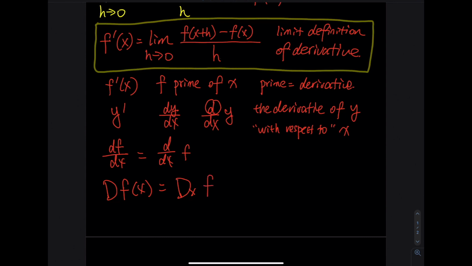All right. Usually people use this notation: f prime of x, y prime, and then dy dx. All right. So let's go over the limit definition of the derivative. As always, I will give you a few examples.